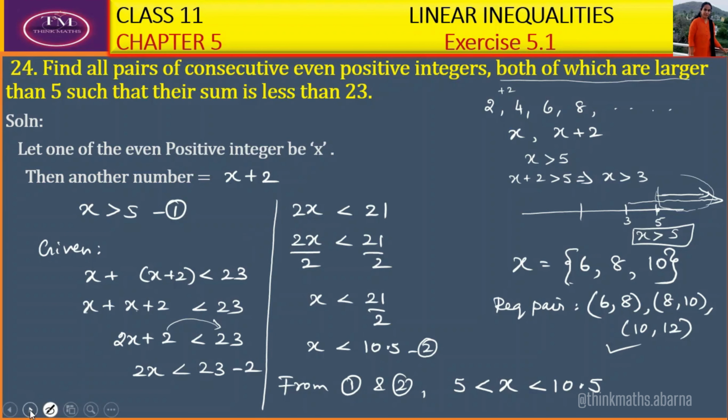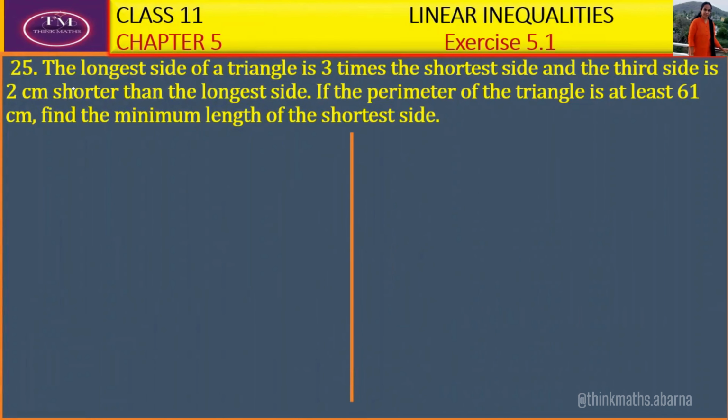So, moving on to the 25th one. The longest side of a triangle is 3 times the shortest side and the third side is 2 centimeters shorter than the longest side. If the perimeter of the triangle is at least 61 centimeters, find the minimum length of the shortest side. Okay, so in a triangle you have 3 sides.